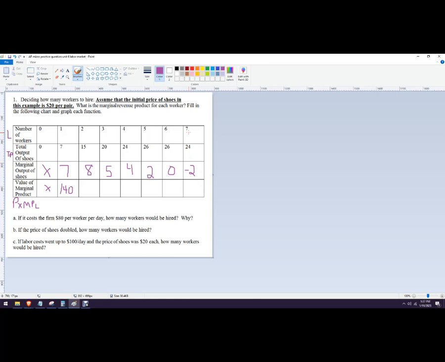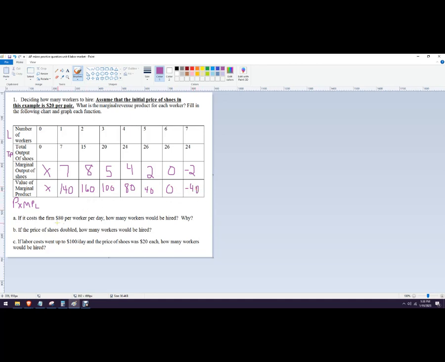That seventh worker, there's something wrong there. We don't want that worker. Or we need to figure something out in how that worker works. Anyway, so we're going to multiply everything by 20. So this is 160, and this is 100, this is 80, 40, 0. And negative 40.